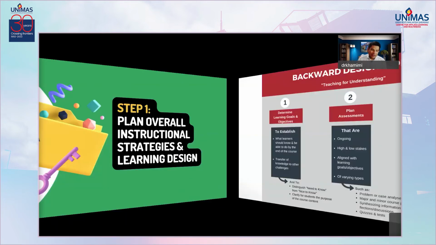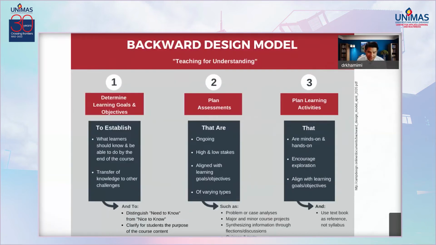Okay. So there are many models, but this kind of model, I have been using since 2010 or 2011, the backward design model. Okay, it's from the book Teaching for Understanding. So number one is to determine learning goals and objectives. So we need to establish what learners should know and be able to do by the end of the course, and transfer of knowledge to other challenges. Okay. And number two, plan assessment. They are ongoing, high and low stakes, aligned with learning goals and objectives.